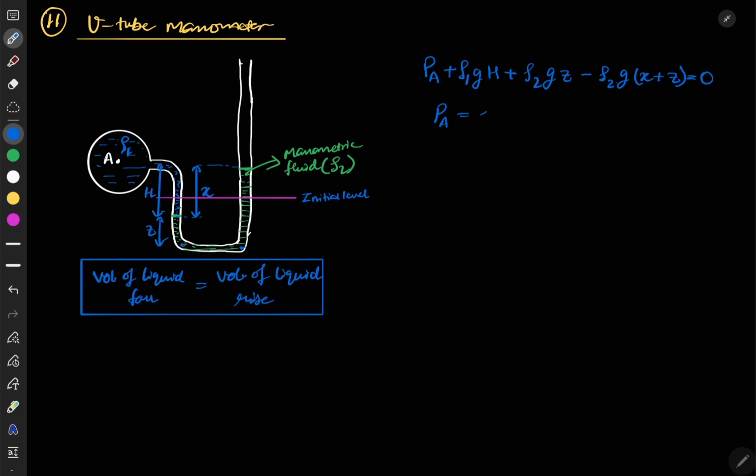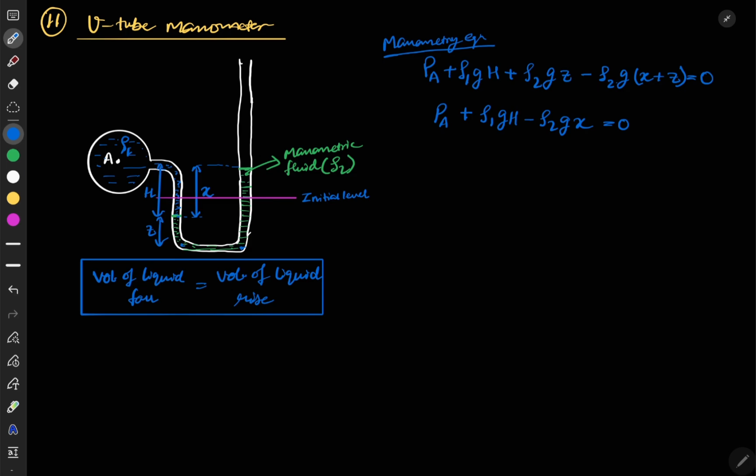So we get PA plus rho 1 g H minus rho 2 g x is equal to 0. Using this equation we can calculate our pressure at A. Now this is your simple manometry equation.